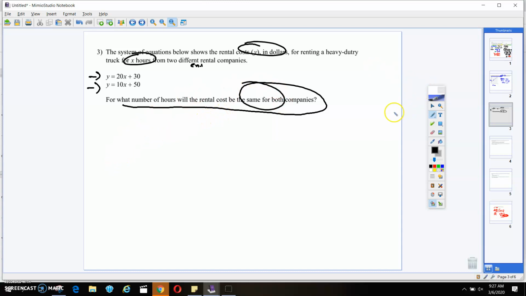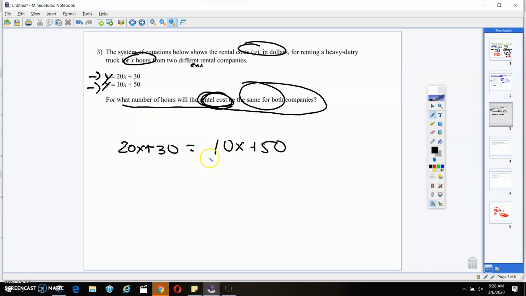Okay? So, you see how this has y equals 20x plus 30, and this one has y equals 10x plus 50? What if you set both of those equal to each other? You could, right? Because y equals y. So you're going to take the first equation and set it equal to the second equation. The reason we can do that is because it says the rental cost is going to be the same. Well, rental cost is this y variable, right? So if we say they're both the same, we can just set them equal to each other and solve. That's why we can do that.